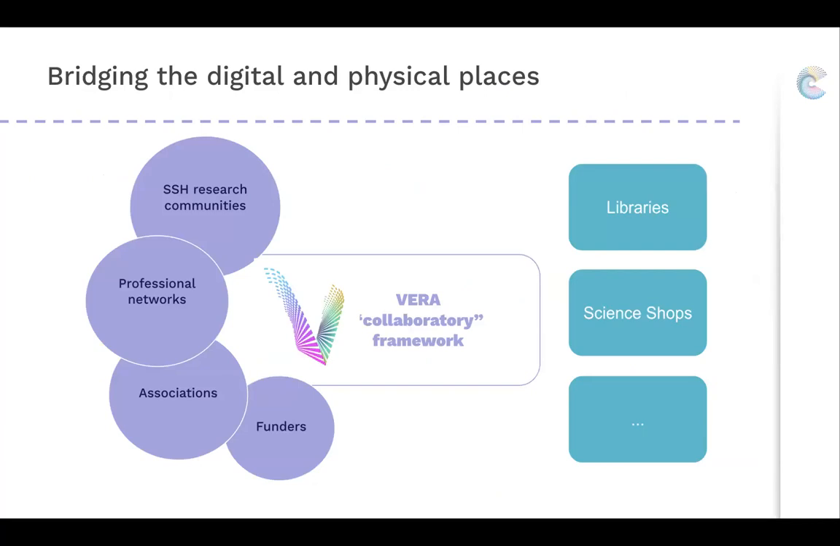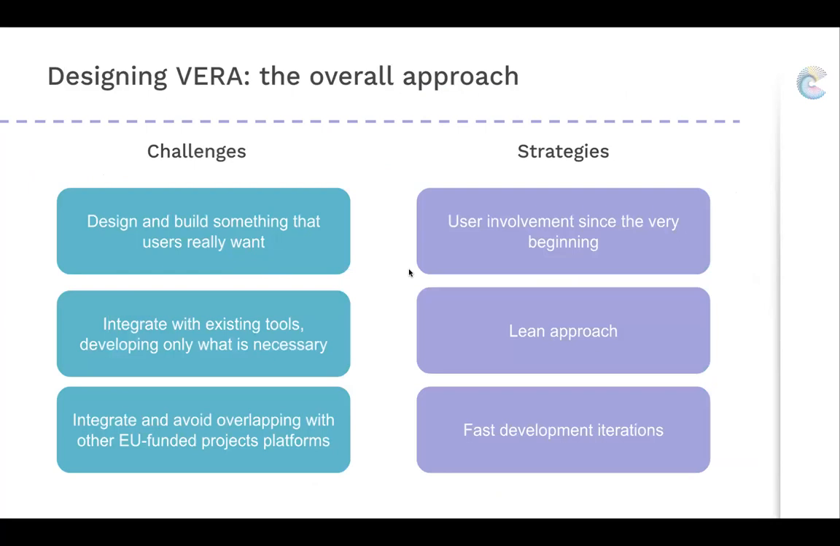What is VERA? VERA is a collaboratory. The idea was to create a digital bridge between physical spaces and different communities. When we conceived the platform and wanted to develop it, we had to face some challenges. The main ones were, of course, not to replicate any other platform or service provided by other projects or initiatives, trying to integrate as much as we could with the existing tools, so as not to force the community to adopt new tools for their own practices, and to design something that the users really want.